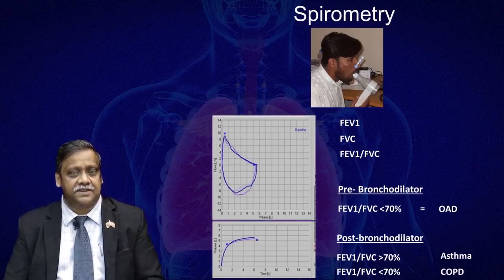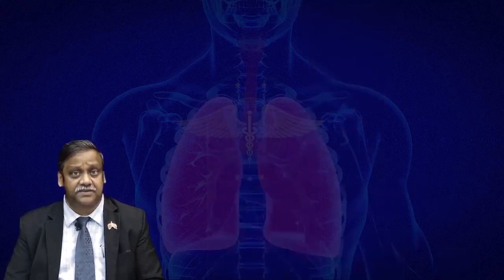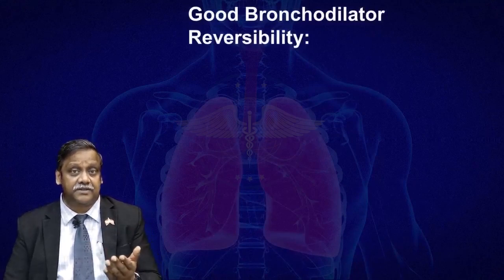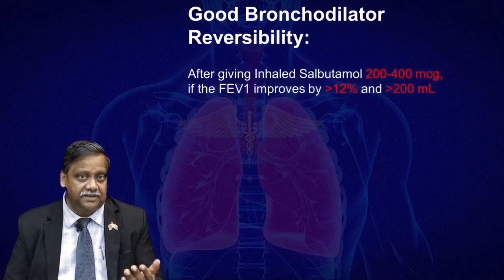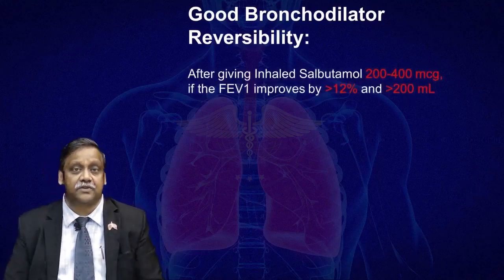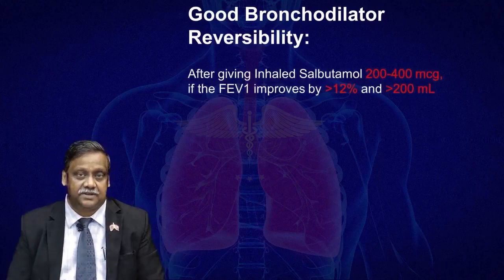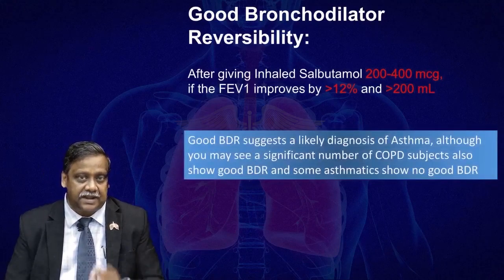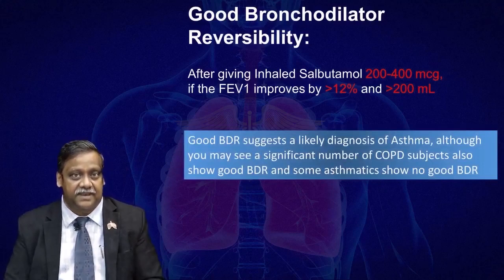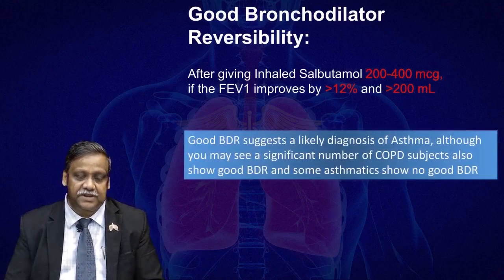One of the other features that patients of asthma have is a good bronchodilator reversibility. What do I mean by a good bronchodilator reversibility? Improvement in FEV1 by more than or equal to 12% and more than or equal to 200 ml absolute change is indicative of a good bronchodilator reversibility. And if you do find this, then you know that this patient is more likely to have asthma than COPD.